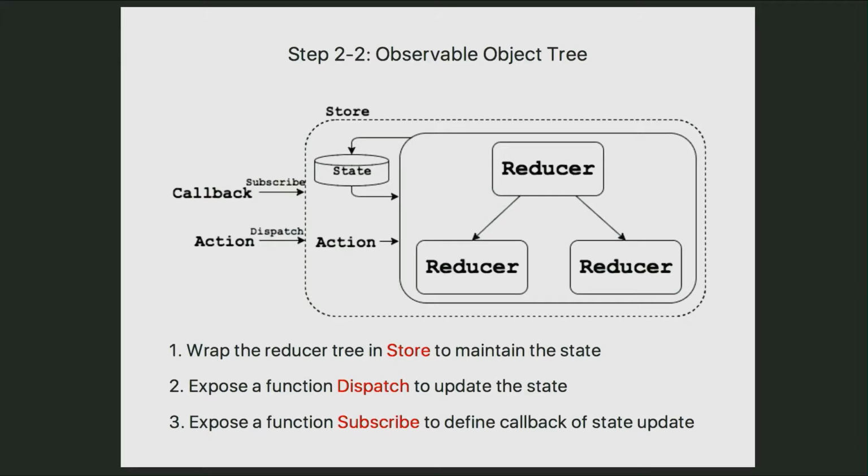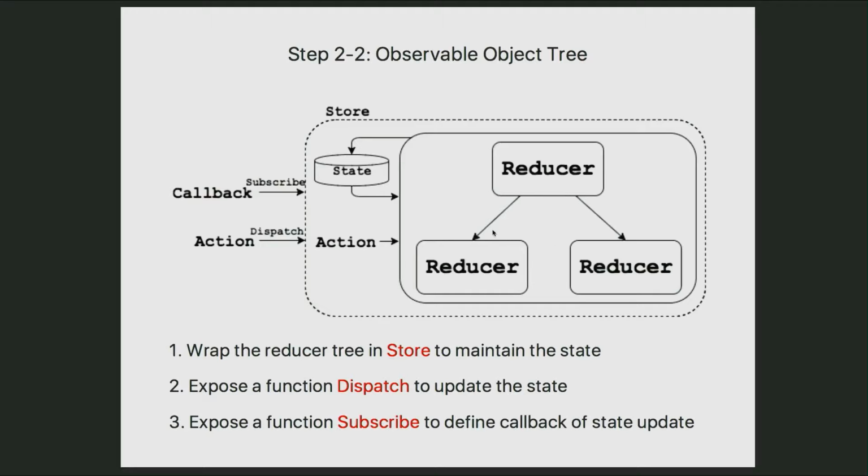And store also has another interface. It's called subscribe, which is used for subscribing functions that are going to be called after the state is updated. And this makes the object observable. And what I show here is that, well, previously we have this structure, right?